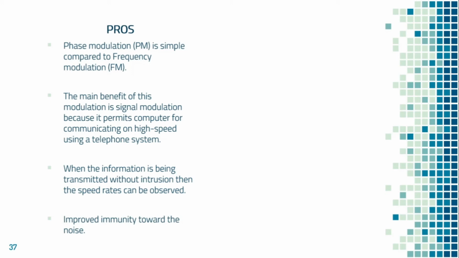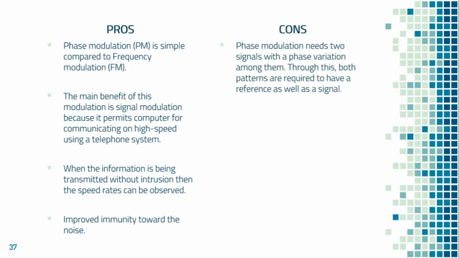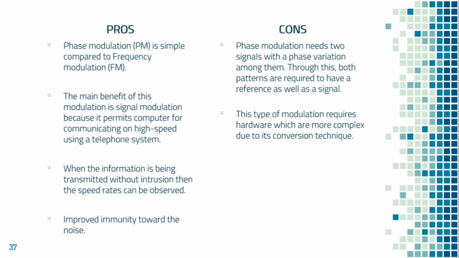So parehas na yung frequency modulation at yung phase modulation is lamang sa amplitude modulation, in a sense na mas immune sila sa interference and noise. So cons is phase modulation needs two signals with phase variation among them. Through this, both patterns are required to have a reference as well as a signal. This type of modulation requires hardware which are more complex due to its conversion technique.